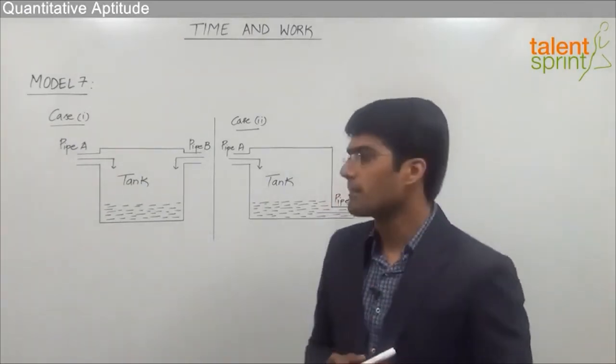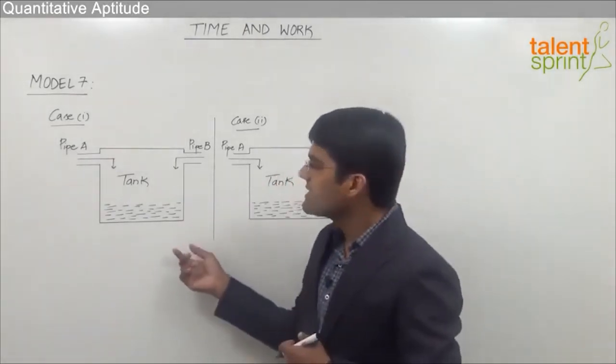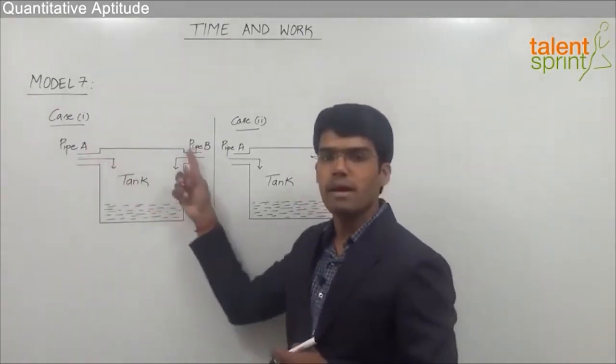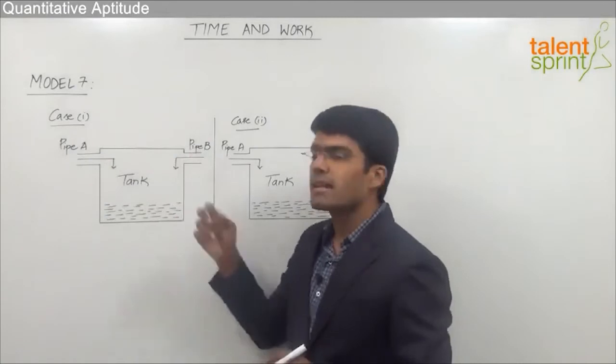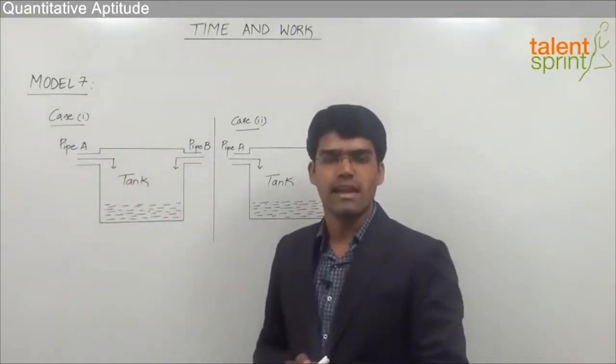And we need to find out the total time required when different combinations of pipes are working together. Let us look at the model here. We have got two different cases. Let us first understand case one. As you can see here, we have got a water tank with two pipes, pipe A and pipe B. Both the pipes here are inlet pipes.